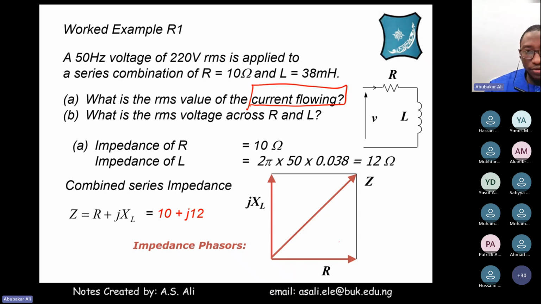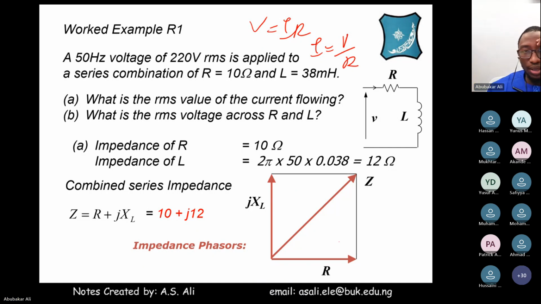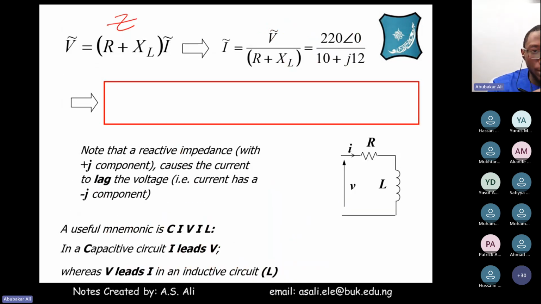So that means if V equals IR, then I is equal to what? V over R. And that's what we have here. So we can say I is equal to V over Z. What is V? We were given V already as 220 volts RMS.